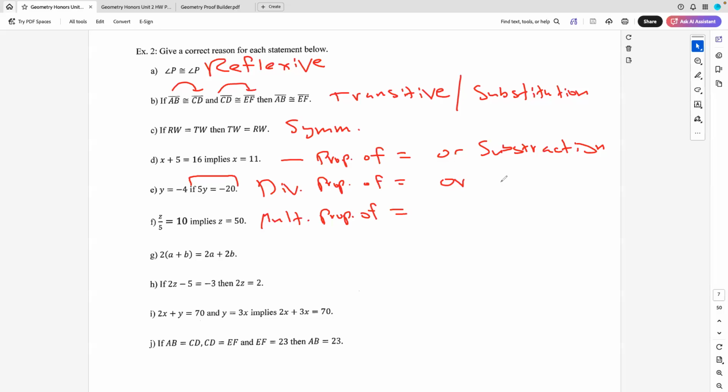Yeah, or you could write it as division property. Or you could write this as multiplication property. So the X meant multiplication. That's what I meant by that. G should be pretty simple. What are you going to say for G? Distributive. Next one. Wait, G is not division. No, you're distributing for G. That's distributive. That's addition property of equality.